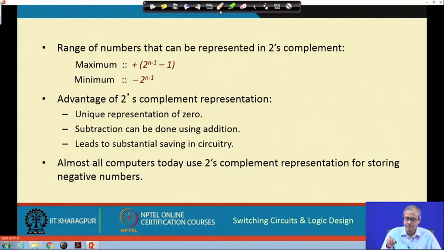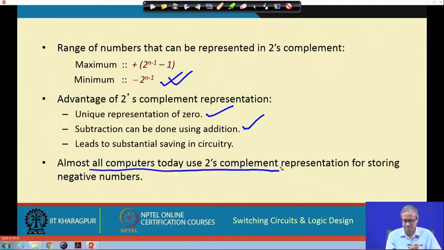So, the first difference is that the range of numbers is increasing by 1. On the minimum side we can represent one extra number, and this is because we have a unique representation of 0. And just like 1's complement, here also we can do subtraction by addition, and as I said, almost all computers today use 2's complement representation. So, when we talk about representing negative numbers today, invariably we shall be talking about 2's complement representation. Okay.